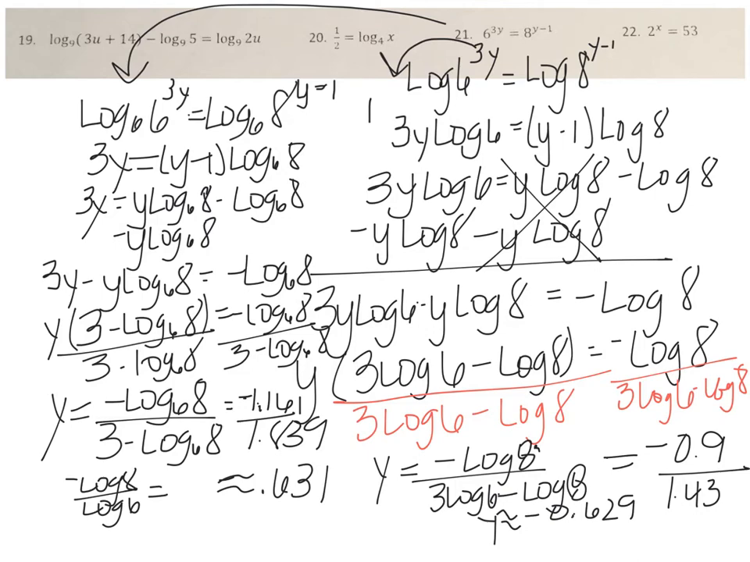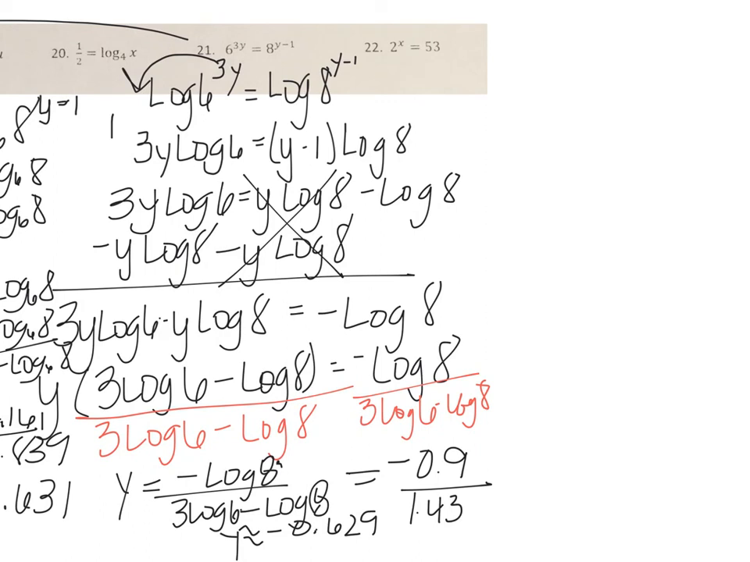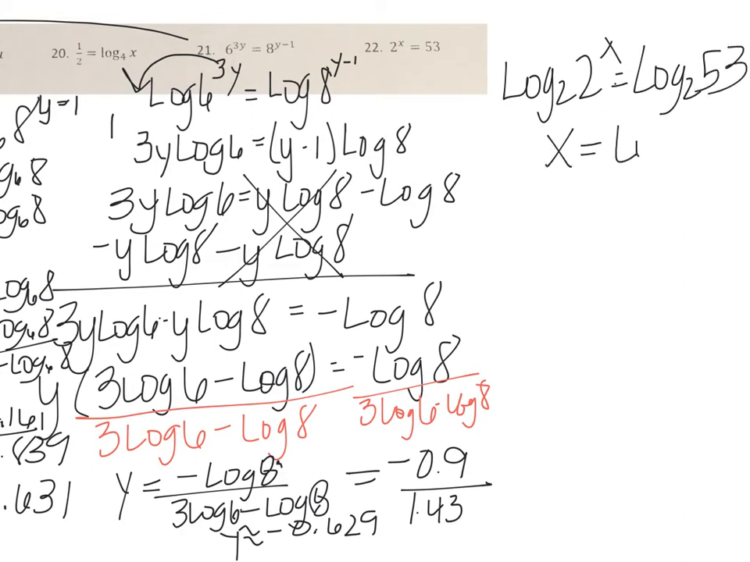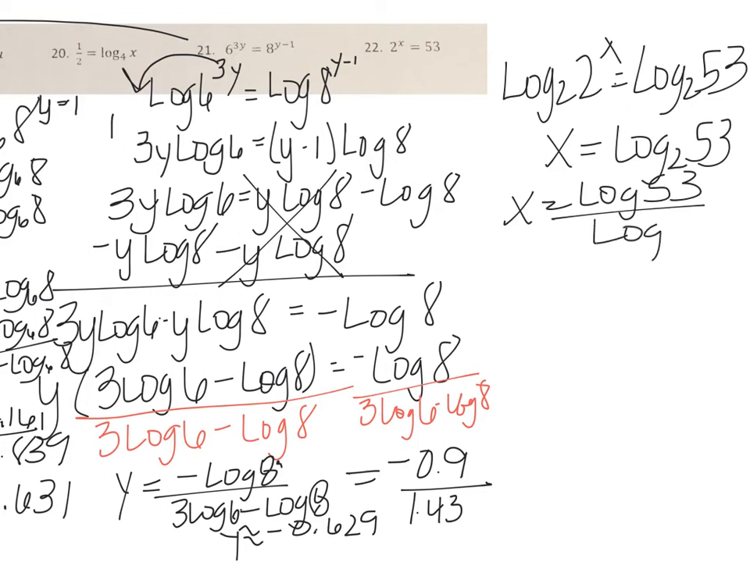Okay, so if you're still copying, you're going to need to pause it because I'm moving this out of the way so I can do this last problem. 2 to the x equals 53. Let's do the log base 2 of both sides. 2 to the x equals the log base 2 of 53. So x equals the log base 2 of 53. And then to do that in my calculator, log of 53 divided by the log of 2. And I get x is approximately 5.728.